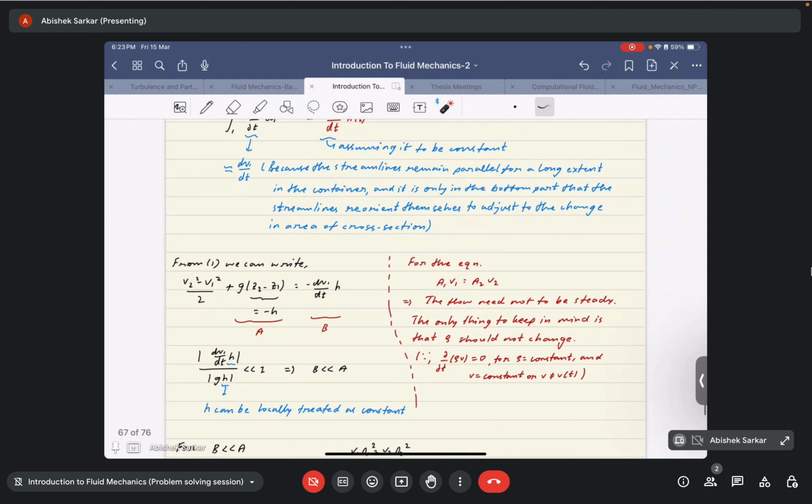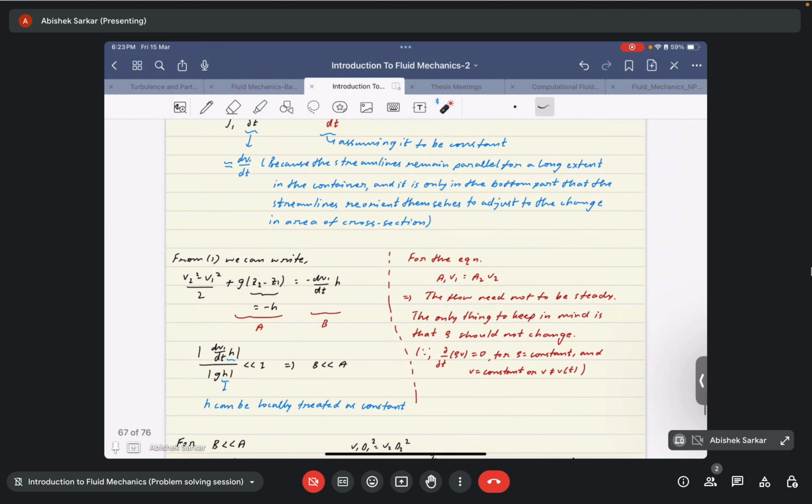Okay, so let us consider these two terms as A and B, say. Here we are basically trying to understand the significance of these terms in the Bernoulli's equation, or what's the order of magnitude of these terms, so that if one of the terms is quite small compared to the other one, then we can neglect that term to simplify the problem even further. Just a step to simplify the problem that we have in hand.